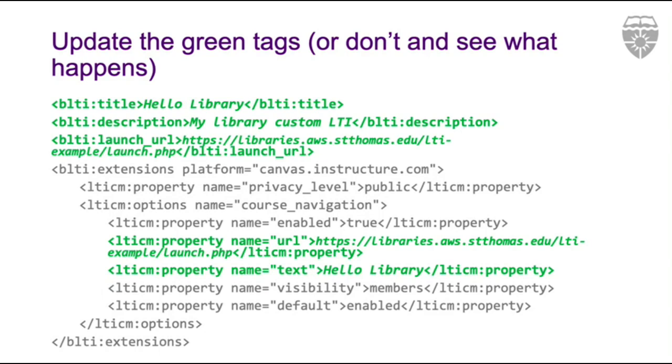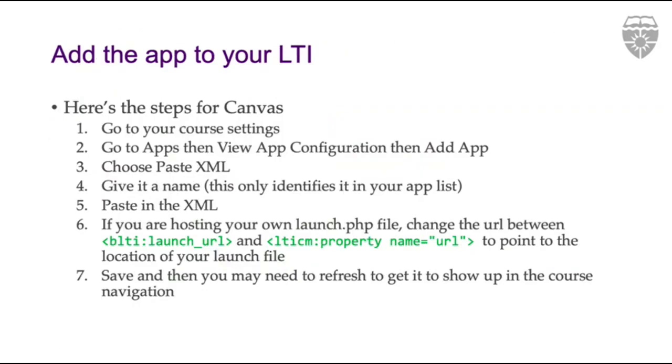Here, you list the launch URL again. I'll get to that in a moment. And then you can give it a name. This here is for the course navigation button, so whatever you put here shows up on the course navigation. And then you can add the app to your LTI. Similar to what we did before, but instead of using a URL, you're copying that XML code. You can actually just leave that XML code as it was and just copy paste it.